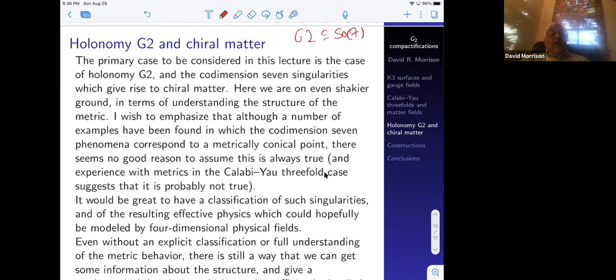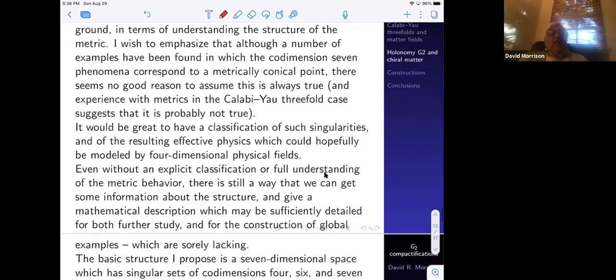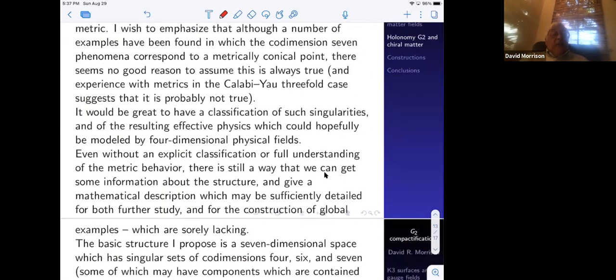Again, there are a number of examples that have been found in which the codimension 7 phenomena is a metrically conical point. Metrically conical means that it's dr squared plus r times something or other, right? So it really looks like the metric on a cone. But there seems to be no good reason to assume that the only singularities that are relevant here are geometric singularities that have conical metrics.